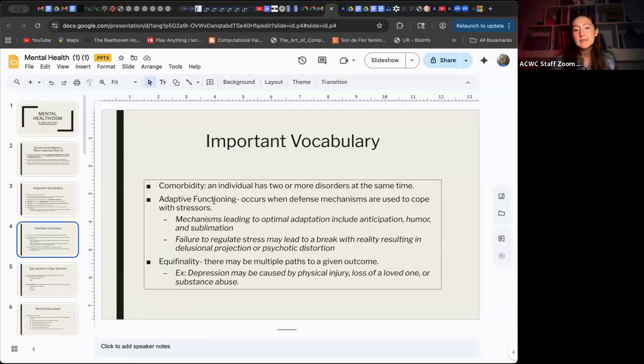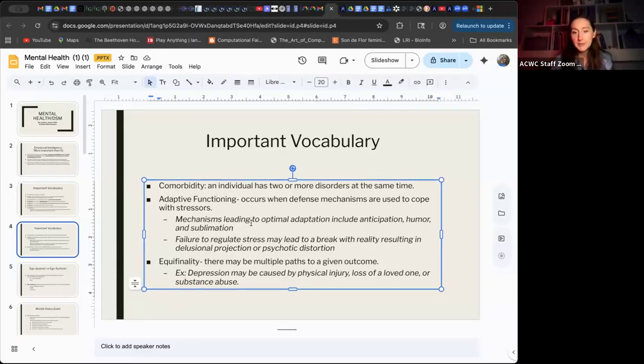Now, the one I skipped for a second was adaptive functioning. Adaptive is when we use defense mechanisms, but in a healthy way. So we're back to Freud as usual, oh my goodness. Some of his defense mechanisms are not so healthy. This is talking about them in a good way, some that are considered healthy. For example, humor would be considered according to them a healthy one.